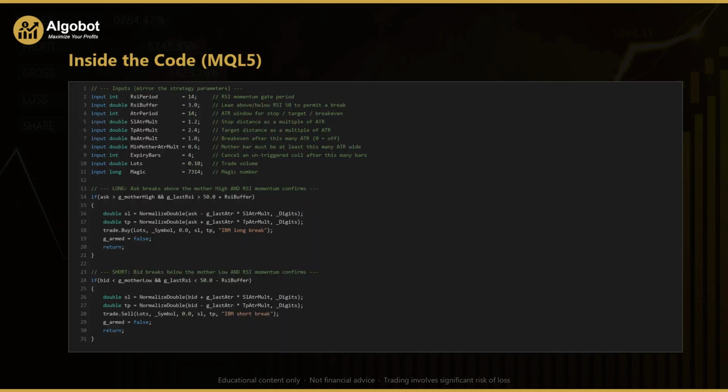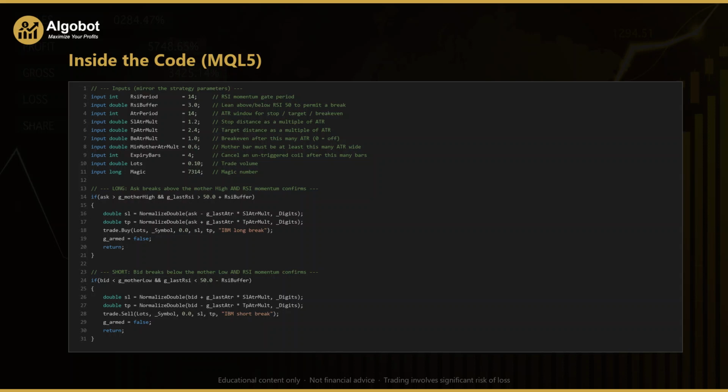Let's read through the actual MQL5 code as it appears in MetaEditor. At the top, we have the inputs. RSI period and RsiBuffer set up the momentum filter, with the buffer defaulting to 3 points above or below the 50 midline. ATR period feeds the volatility measurement, and the stop and target multipliers sit at 1.2 and 2.4.